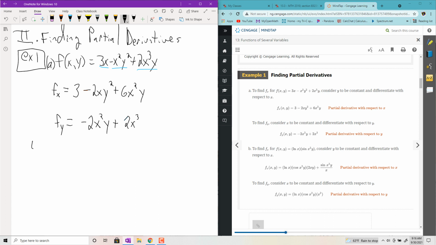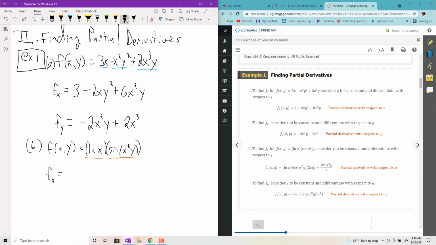Let's look at part B. Their function this time is a product of two functions. ln of x is a little more complicated, right? Times sine of x squared y. So first I'll do the partial with respect to x. Both functions given in the product are functions of x. So I have to do a product rule.